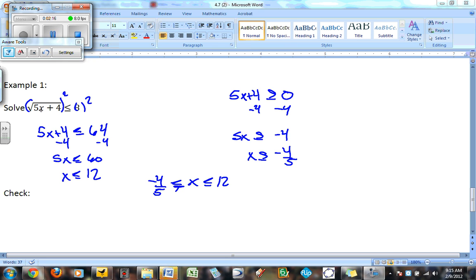0 would be a value inside here. So if I plug in 0 for x, I'll have the square root of 4. Is that less than or equal to 8 is the question. Square root of 4 is 2. That is absolutely less than or equal to 8. That holds true. So this here is our solution.